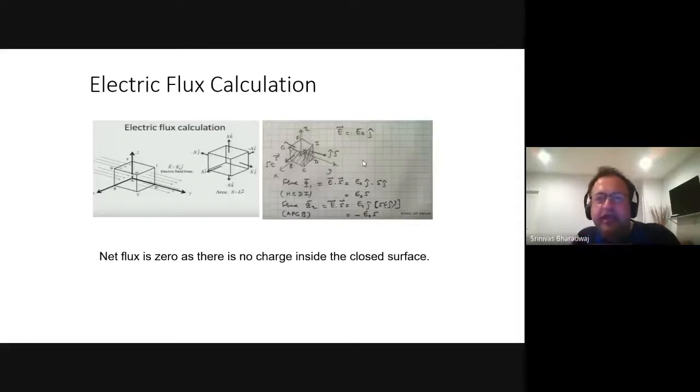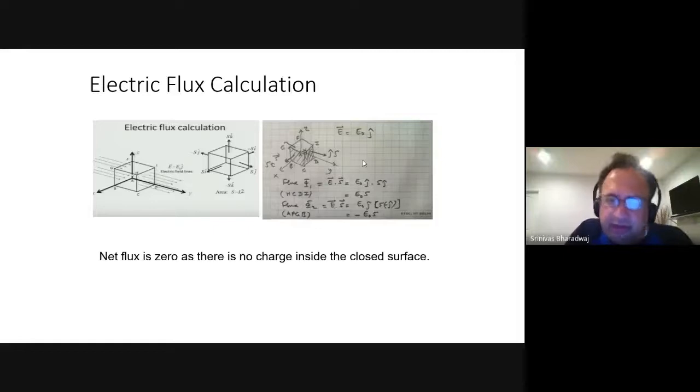S in each of these cases will be dictated by not E or S, but by the angle between E and S. If E and S are perpendicular to each other, what is the angle between them? 90 degrees. What is cos 90? So it is ES cos 90. Cos 90 is 0. So if they are perpendicular, the value is 0.